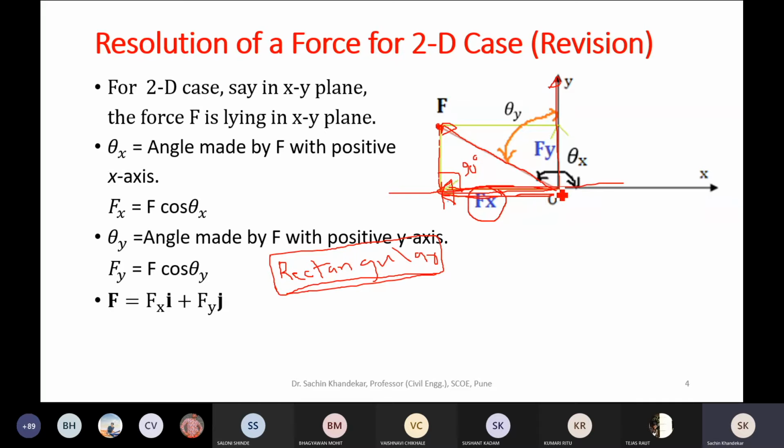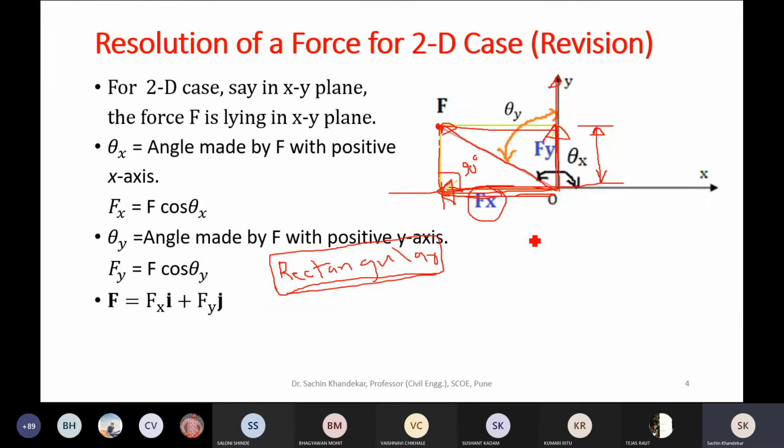Similarly, if I want to find the y component of this F, simply you take its projection onto the y-axis. So the projected length is this much. Only this length. This projected length is nothing but the y component of this force F. Okay, I hope you have understood.